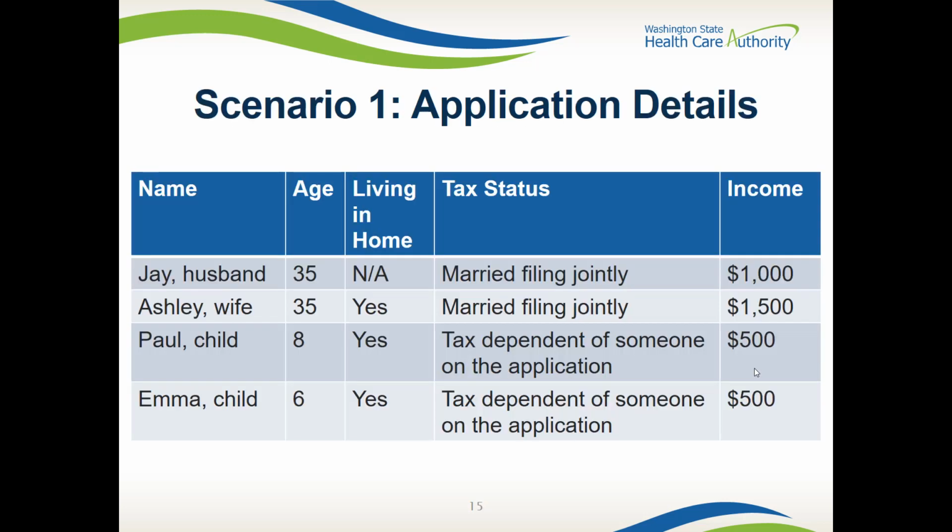Here are the application details. Take a moment to review this slide. As you can see, Paul and Emma report monthly dividend income of $500 each. Therefore, their income will be countable since it meets the tax filing threshold.